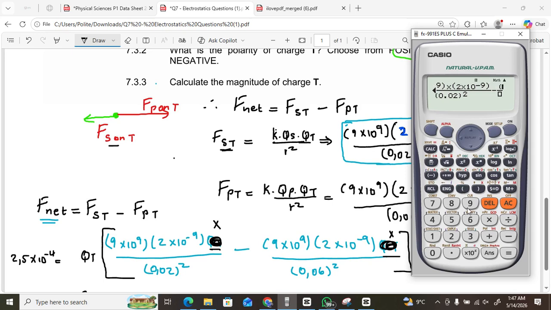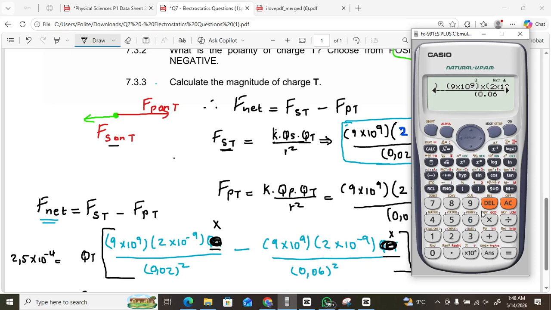Then this will be 9 times 10 to the power 9. Let's see, this is multiplied by, the reason I put the multiplication between my brackets is that I'm avoiding getting an error, times 10 to the power negative 9. Okay, let's close the bracket and divide that by 0.06, and this is squared.